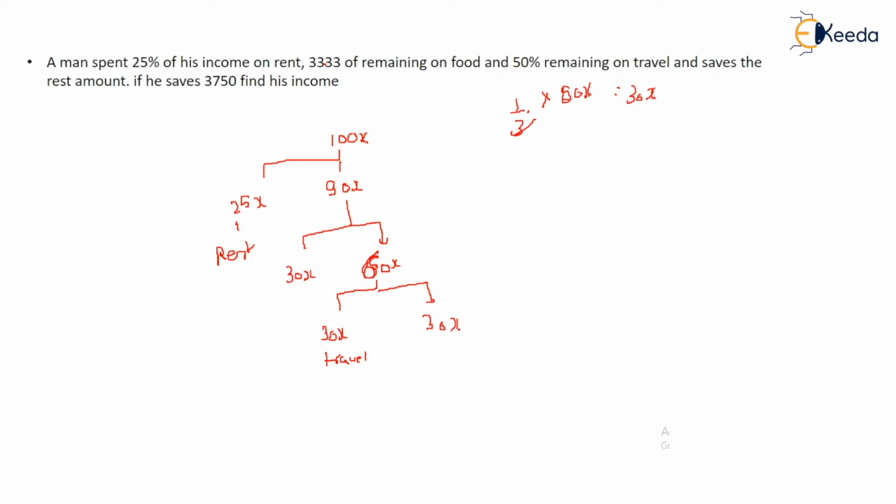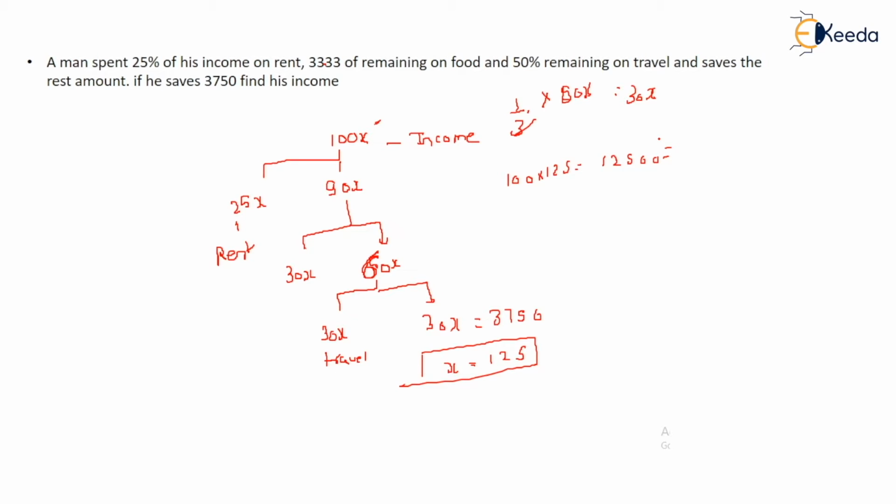So the value is given to you, that is 3750. You can simply divide this and you will get the value. So what is the value of x? It comes out to be 125. So you can simply put this value in, because it is asked in the question to find out his income. 100 into 125 comes out to be 12,500. This is his monthly income.